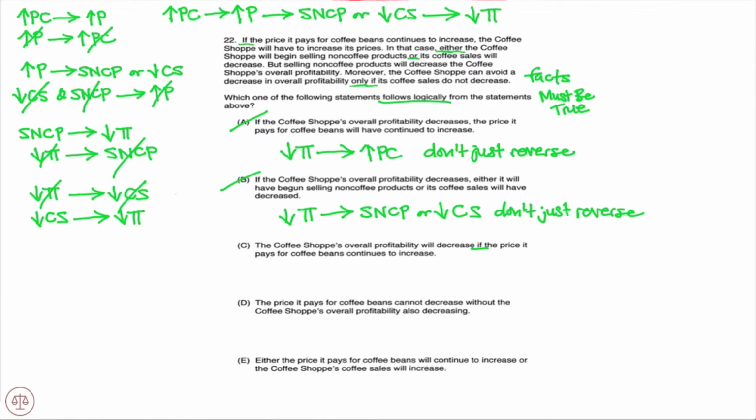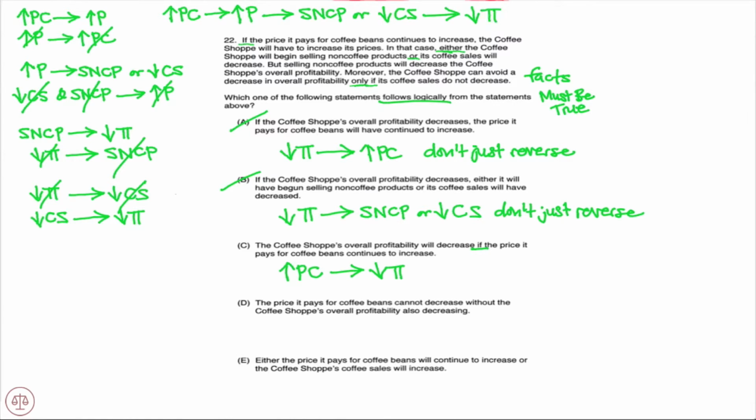So our sufficient condition here is the price it pays for coffee beans continues to increase. Then we know overall profitability will decrease. And you notice that that follows logically because a continued increase in the price of coffee beans is sufficient for the coffee shop increasing its prices, which is sufficient for either selling non-coffee products or seeing a drop in coffee sales. But again, either one of those is sufficient for a decrease in profitability, as we see here, which allows us to say 100% that if we see a continued increase in the price of coffee, then there will be a decrease in profitability.